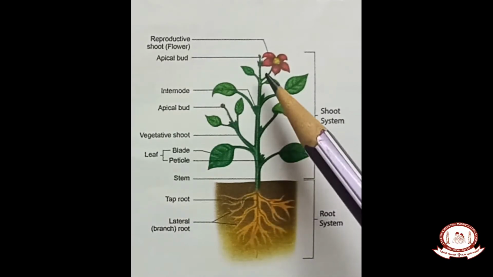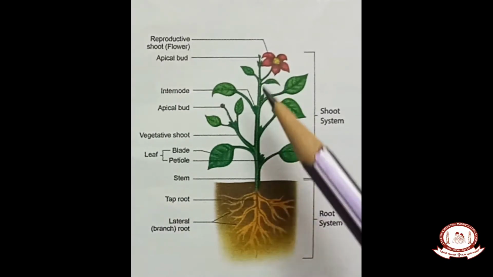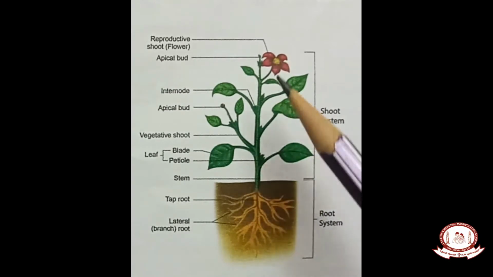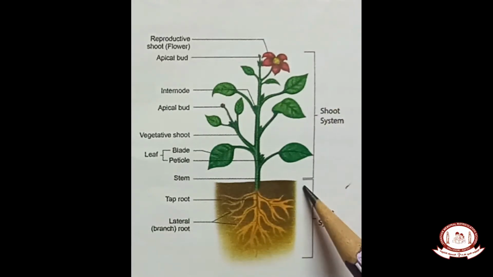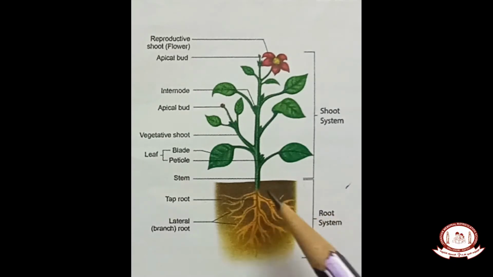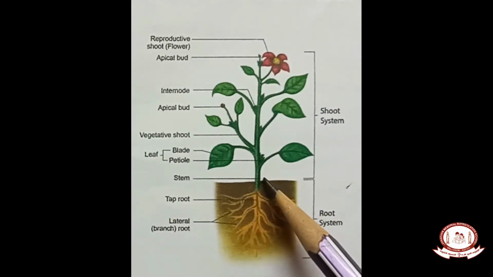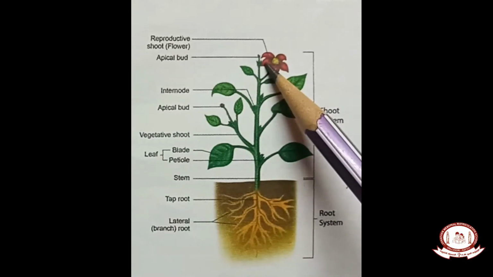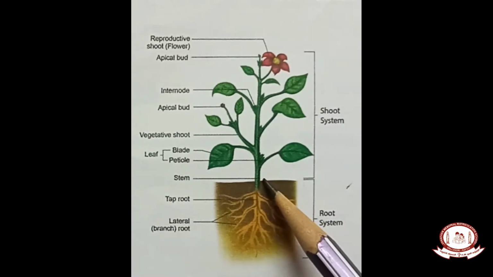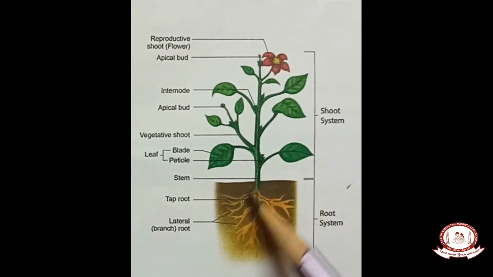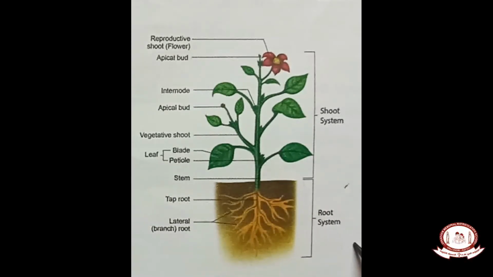Here you can see the green leafy plant seen above the soil. That portion or region is called the shoot system. The portion of the plant which is seen above the ground is called the shoot system. And the portion of the plant which is seen below the ground is called the root system.